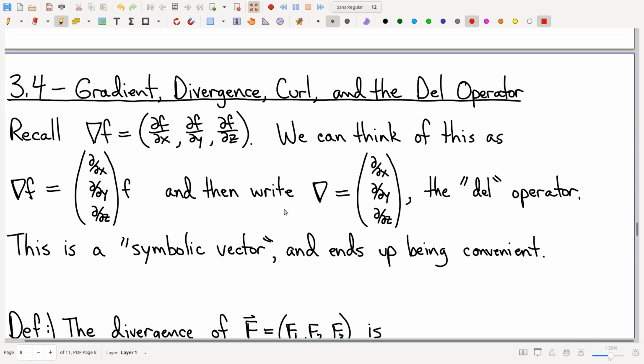3.4. This is a weird section. It's arguably premature. We're going to be talking here in section 3.4 about stuff we're not going to really fully develop until chapter 7.